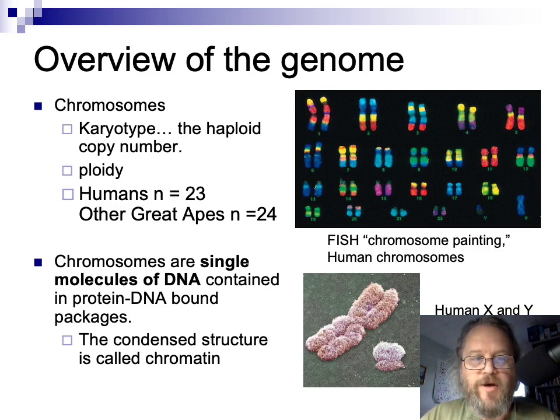There are 3.3 billion base pairs in the human genome. But it's not one great big DNA molecule, right? It's packaged into chromosomes. Chromosomes are single molecules of DNA. They can range in size. And of course, chromosomes are DNA, but they're also protein, and you should recall that the proteins are histones.